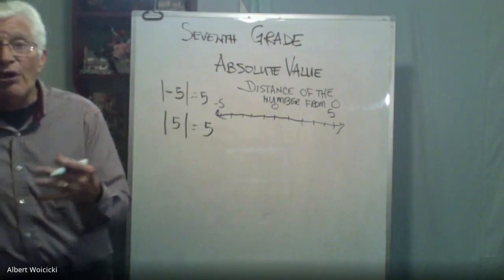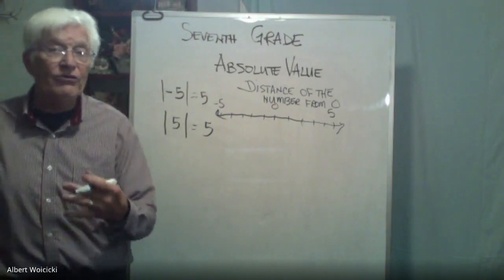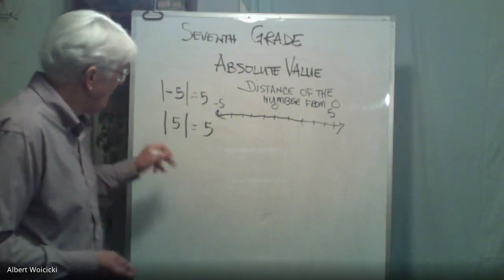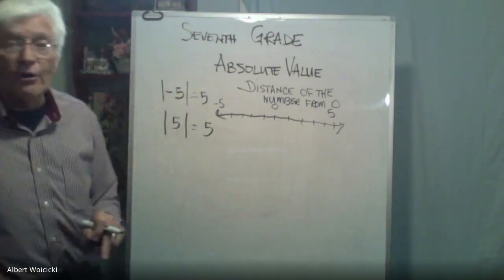So that's all you have to think about. How far something is away from 0. It's a simple definition. And it's based on these two vertical lines around a number.